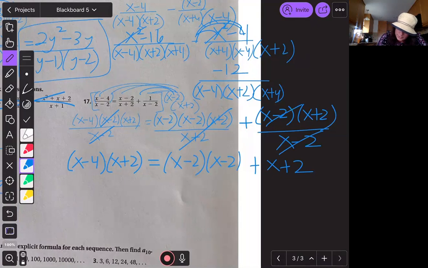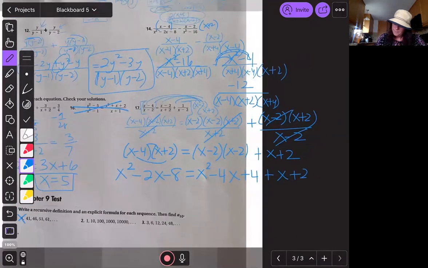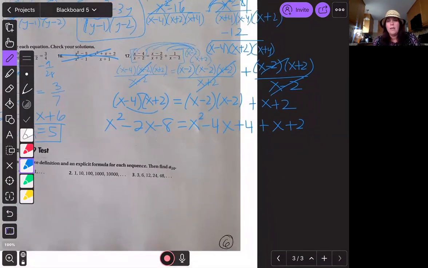So let's FOIL this out. When you FOIL this out, you get x squared minus 2x minus 8. I went ahead and just did the OI part for you in my head. And over here, when you FOIL this one out, you get x squared minus 4x plus 4, and then you still have an x plus 2 over there. Okay, now it looks really complicated, except here's the thing. It's not a quadratic anymore, so that's exciting.